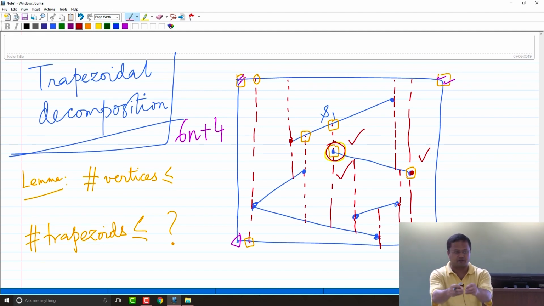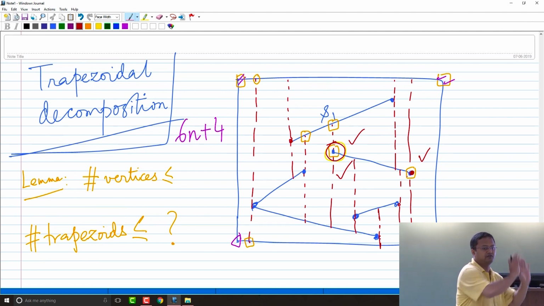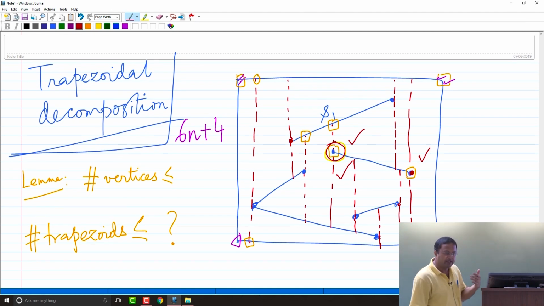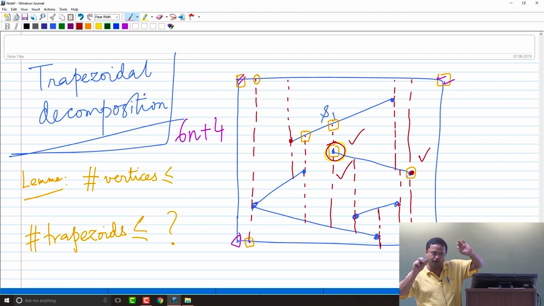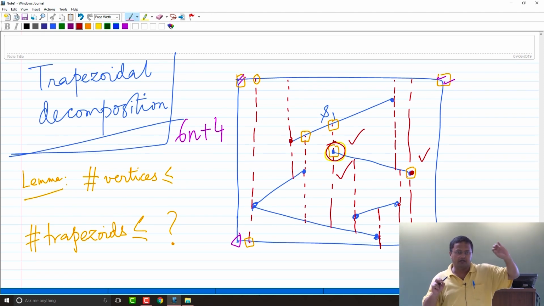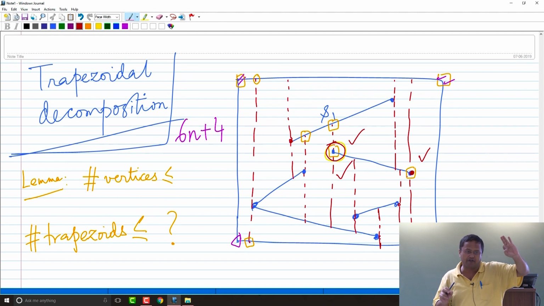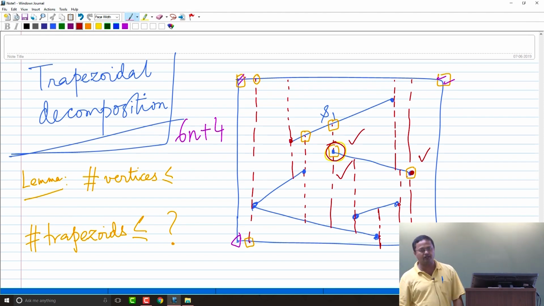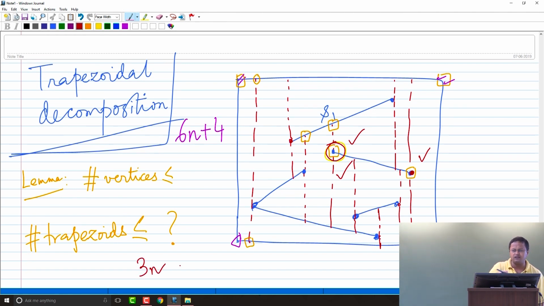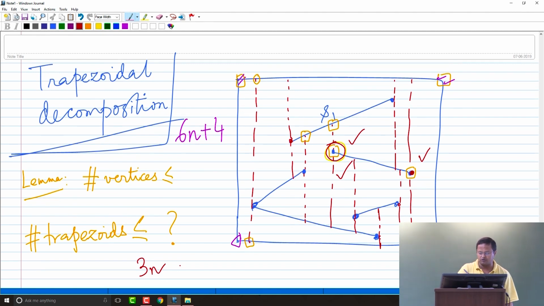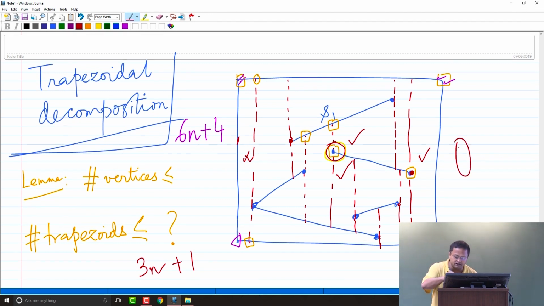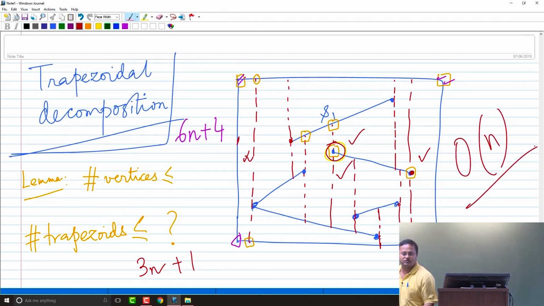So, each trapezoid transfers its count to its left defining vertex. Now if you come back to the line segment and look at its vertices, each left endpoint has a charge of 2 and each right point has a charge of 1. So in all you have 3n trapezoids, and a 1 for the extreme one, because this has been created by this one. So this is 3n plus 1. The story from here is that the combinatorial complexity of the structure is linear.